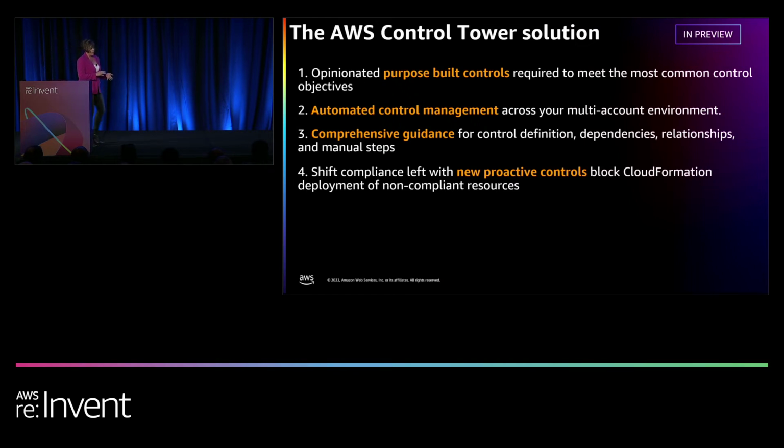So we've got our preventive controls that will prevent. We've got our detective controls that detect, and we have a new proactive control that also goes in there that will prevent at a deployment level. And then Control Tower is providing you that consolidated view across your accounts and OUs of your compliance status and where you've got controls enabled.